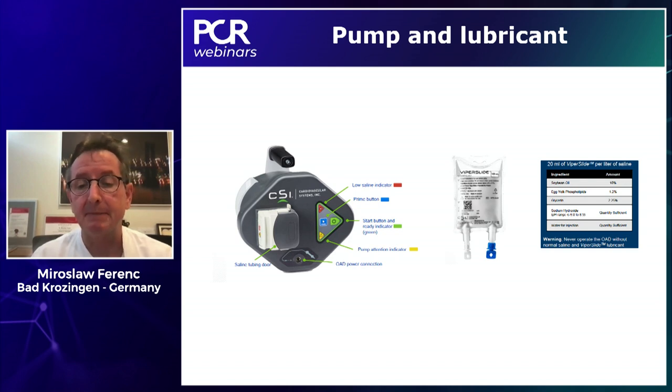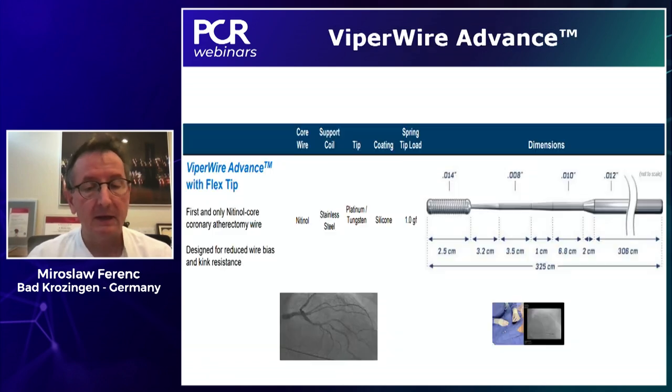You have to ask patients about possible allergy, soya allergy or protein allergy. This is an obligatory point. So you need this fluid for infusion. And this, as I mentioned before, is now this very elegant ViperWire, quite unique. It is the first and only coronary atherectomy wire with excellent torque quality.